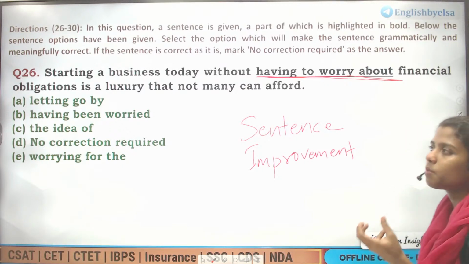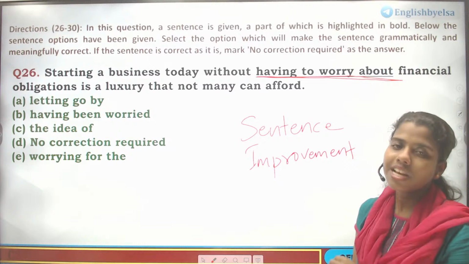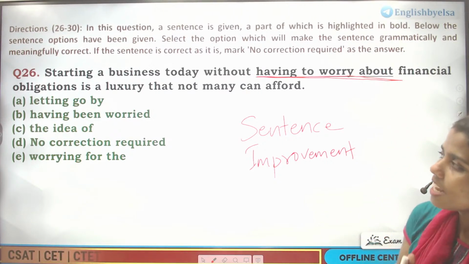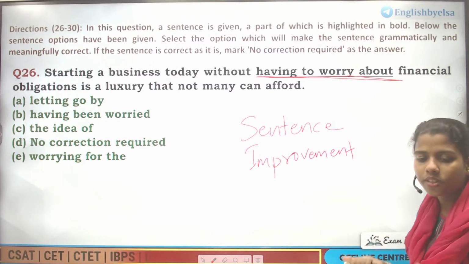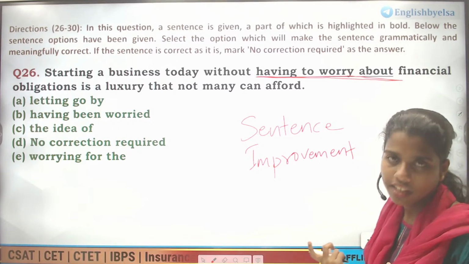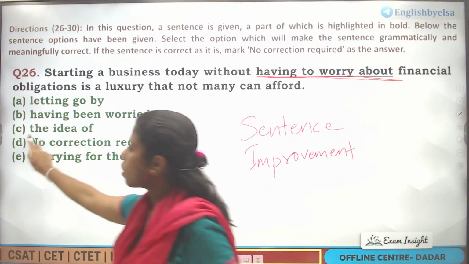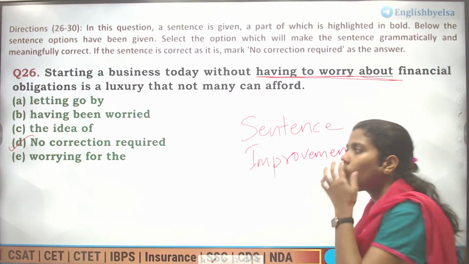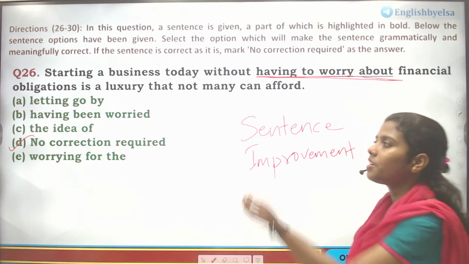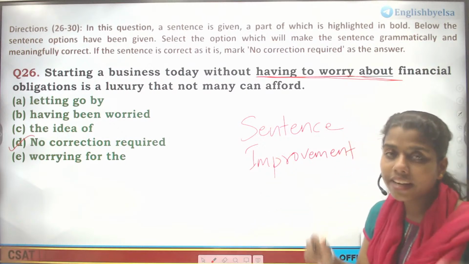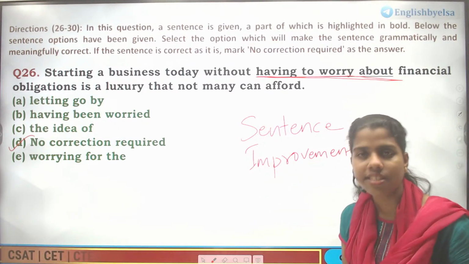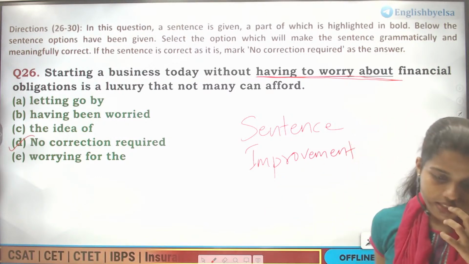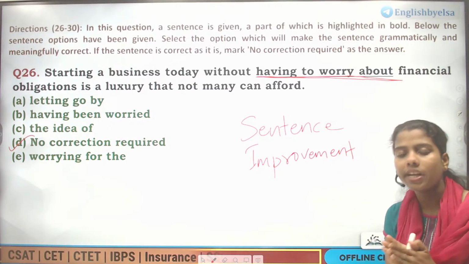First, for this type of sentences, read the sentence once. Starting a business today without having to worry about financial obligation is a luxury that not many can afford. Written sentence is perfect. You feel like? That means option D is the correct answer. Without wasting much time, we can go for option D because the written sentence is perfect. When there is an error in the sentence, you will have to check other options, other replacements. But here the written sentence is perfect. Why do I need to even check it?